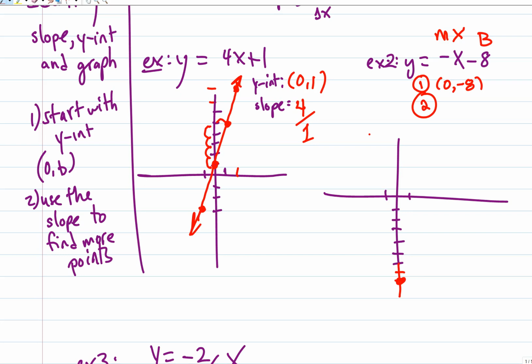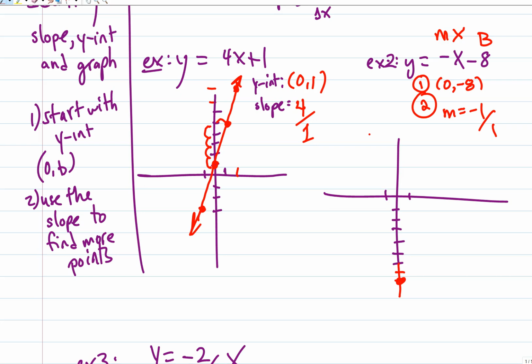Last time it was 4 because it was 4x. This time there's no number with the x. You have to know if there's no number that it's a -1. There's a 1 there, right? That's still not a fraction. Make it a fraction by making it -1 over 1.